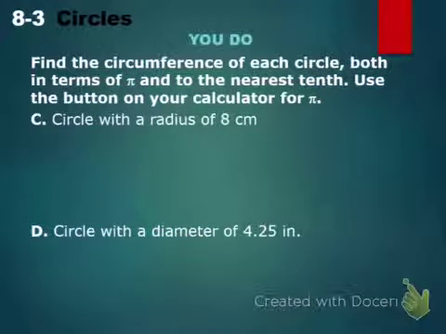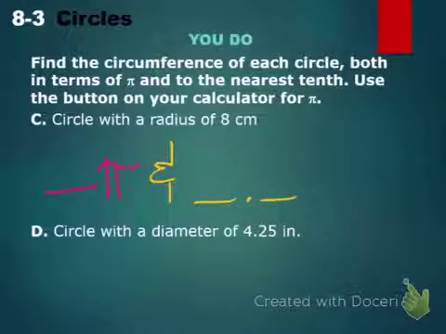Okay, so up now, these were some you do. I'm going to have you guys complete on your own a circle with a radius of 8, and then a circle with a diameter of 4.25 inches, and then make sure that you have me check them. Make sure that you're finding them both in terms of pi, like a number pi, and then a number rounded to the nearest tenth. And then have me check those.